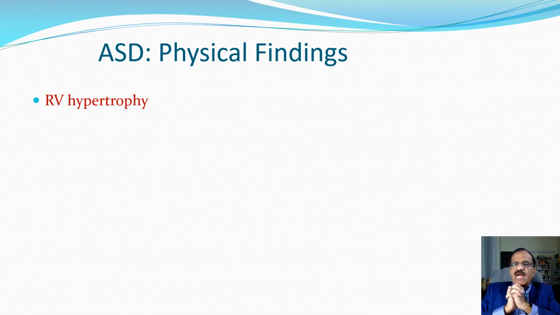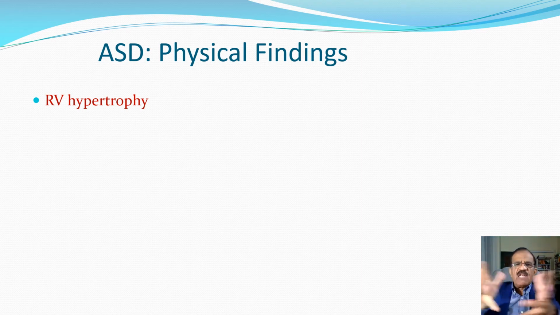That is why the right ventricle would be dilated. That is why the right ventricle would contract with greater force and ultimately will hypertrophy. So this hypertrophy can be clinically detectable by the presence of a left sternal heave. Left sternal heave means this area, left is this part. This is where the right heart is. So there will be a left sternal heave because there is right ventricular hypertrophy.